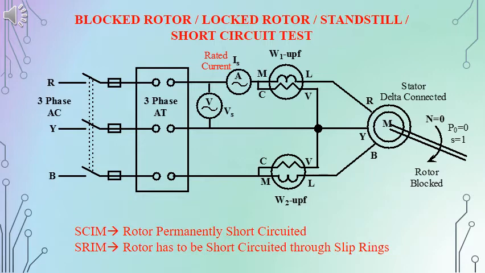The input that is given to the machine will be the sum of the stator copper loss and the rotor copper loss. The iron loss will be negligible because the applied voltage in the block rotor test will be very small, and the mechanical losses will be 0 because the machine is prevented from rotating.